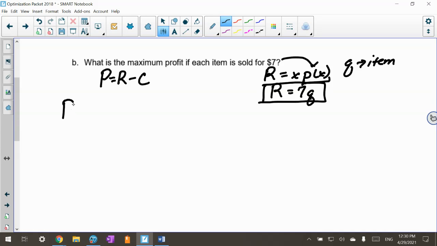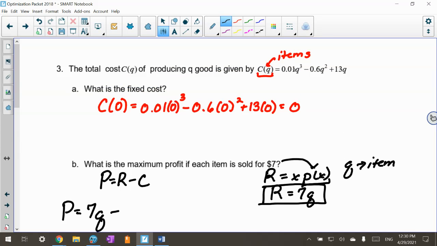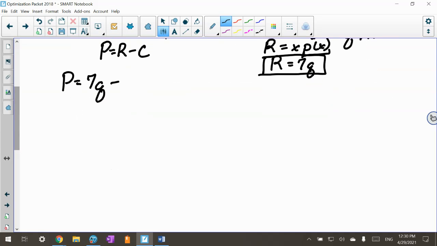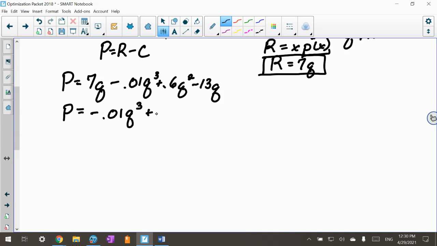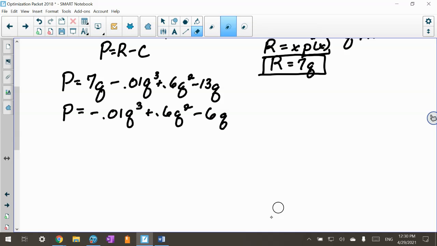Now I want my profit equation, which is my revenue, 7Q, minus, and the reason I picked Q is because this is in Q, we're going to subtract this whole cost equation. Remember, when you subtract it, you've got to change all the signs. So it's going to be minus 0.01 Q cubed plus 0.6 Q squared minus 13Q. There's my profit equation. Now I'm just going to combine the 7Q and the negative 13Q and put it in order. So my profit equation is negative 0.01 Q cubed plus 0.6 Q squared minus 6Q. All right, now I'm all set with my profit equation.